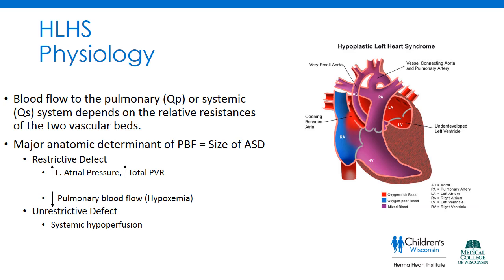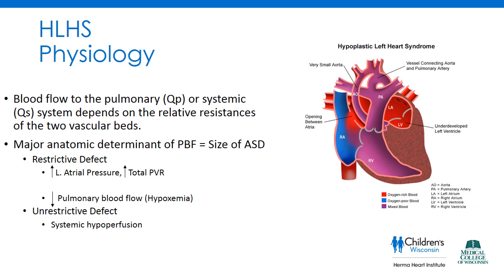The major determinant of pulmonary blood flow is the size of the ASD. If you have a restrictive ASD, that will increase the pressures in the left atrium and the pulmonary veins, and therefore into the lungs. So they have an increased total pulmonary vascular resistance, and this will result in increased pressure in the lungs, which will promote blood flow going down to the body and less pulmonary blood flow.